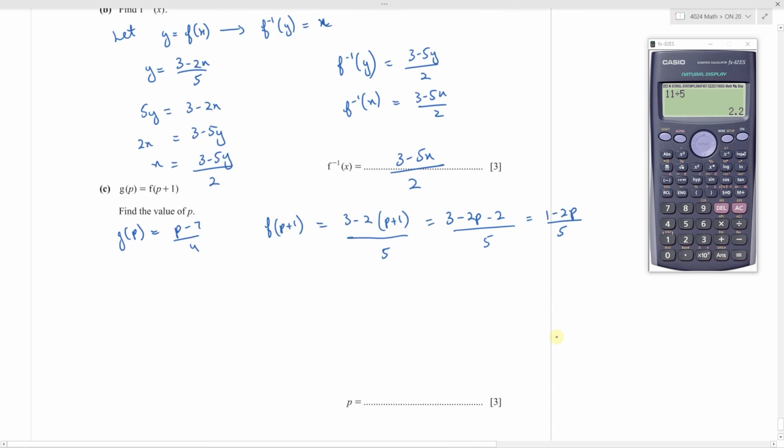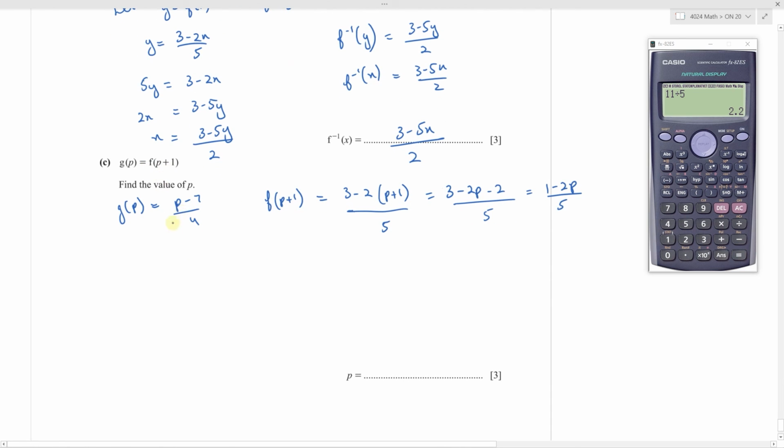So now you're given that these two are equal. So p minus 7 over 4 will equal this value here, 1 minus 2p over 5. So now we can solve this equation and find the value of p. So let's cross multiply. 5 will be multiplied here. So 5p minus 35 equals 4 will be multiplied here. 4 minus 8p. So I'll bring this 8p here. So 5p plus 8p, and take this 35 to the other side. 4 plus 35. So this will be 13p equals 39 and p equals 3. So your final value of p is 3.